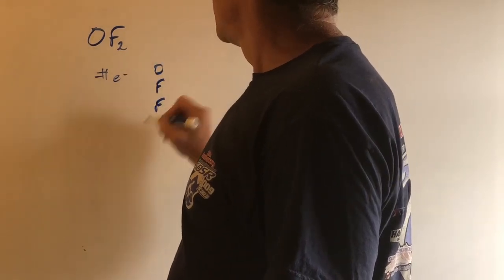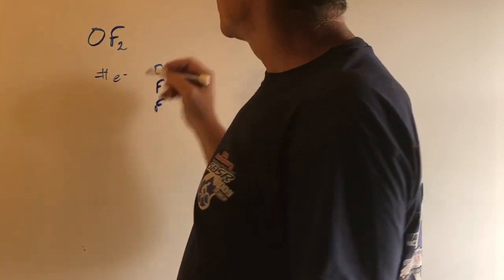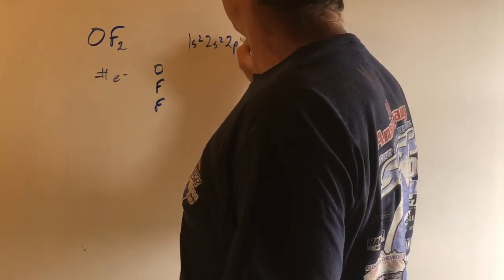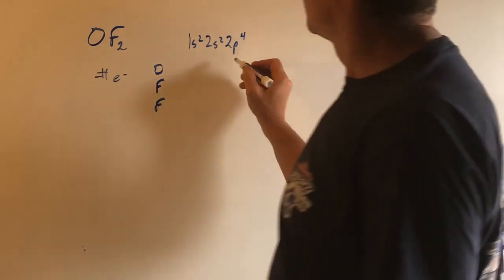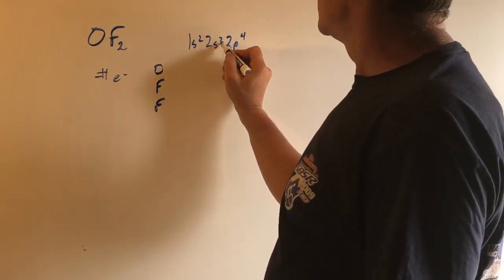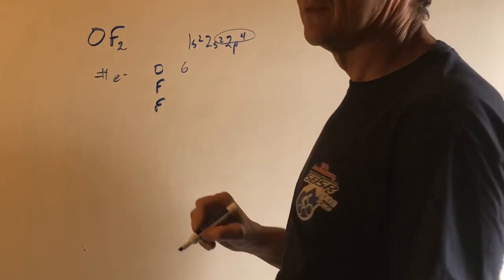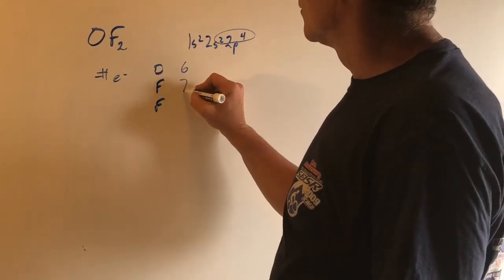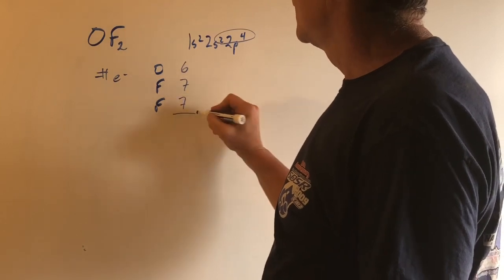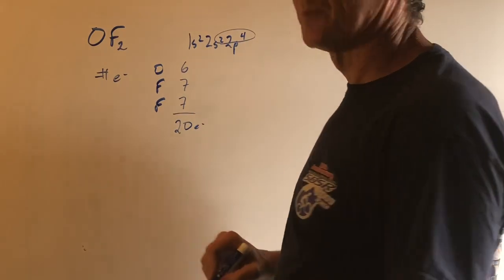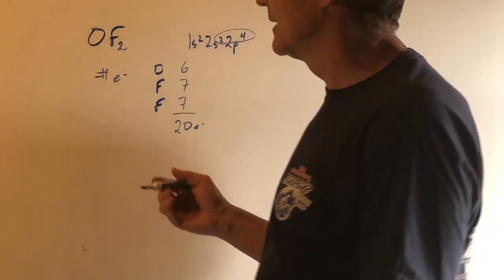Oxygen will have an electron configuration of 1s2, 2s2, 2p4. And what we care about is the electrons in the outermost shell. So there's my 6 electrons. So I have 6 for oxygen. Each of the fluorines will have 7. And so I end up with 20 electrons. All right, so that's the important first step, how many electrons.